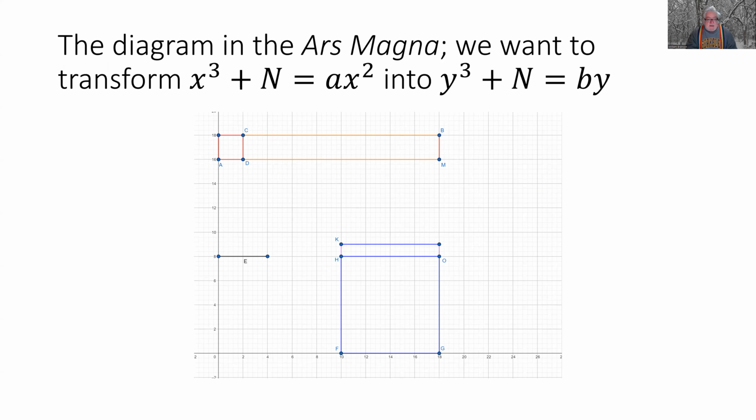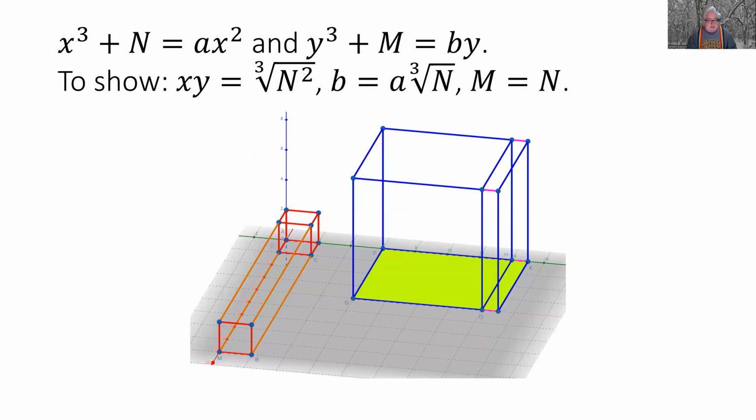Great, so now we've got beta. So in fact, at this point, we have the diagram that Cardano has in the Ars Magna. It just has this equation, a little bar for E, and then y cubed plus, well, m equals by, because we don't know yet that they have the same constant. That's one of the goals. So this is the picture that he has in his book.